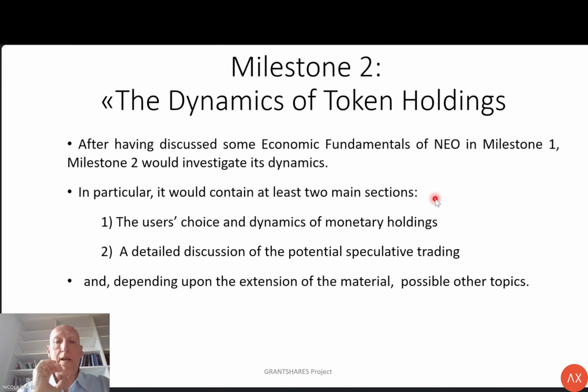Now that I've done in milestone 1 the very fundamentals, of course, the paper is much more extended than what I was able to show in this half an hour on the fundamentals. And more work has to be done before I submit it as a scholarly paper. But the essence is there.